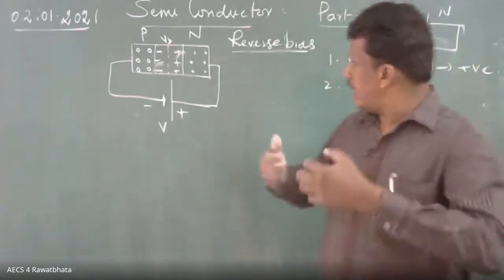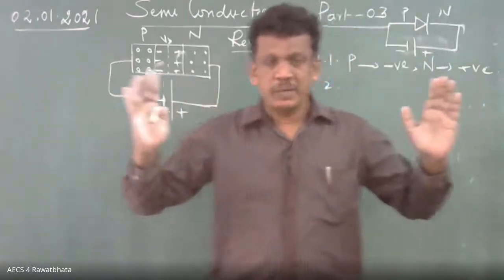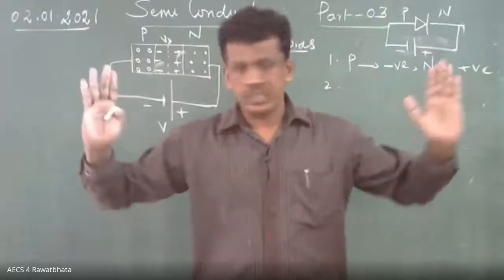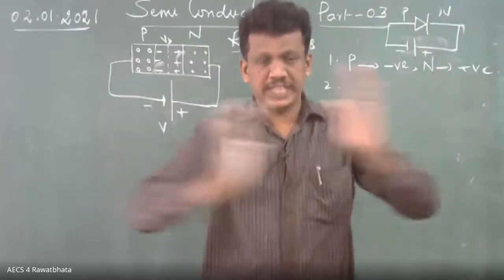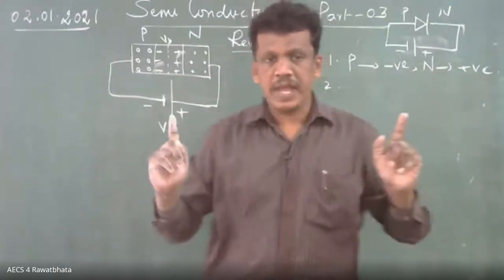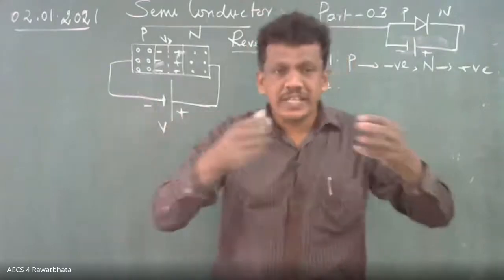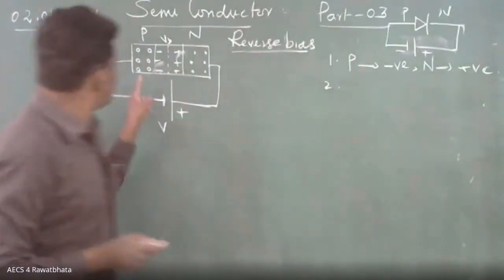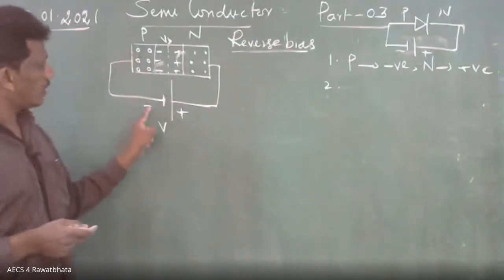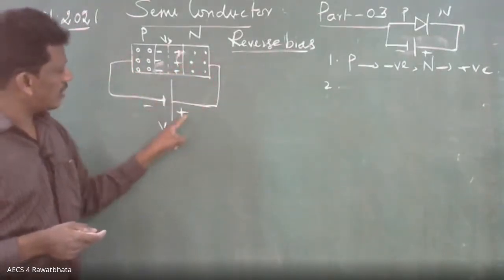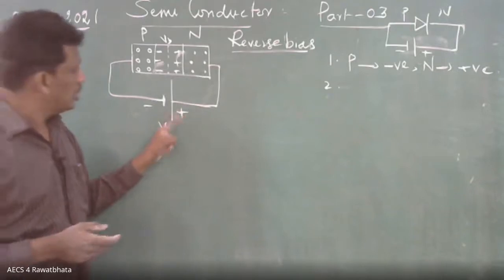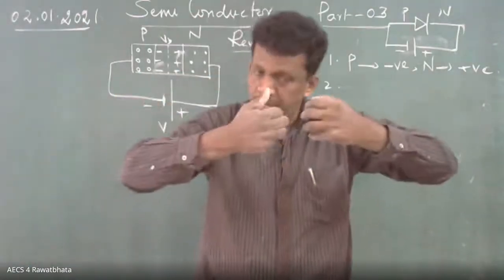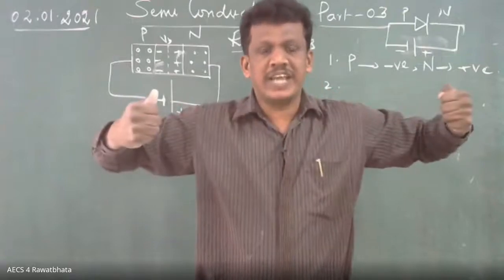Yes, because previously what happened? In the previous case, forward bias, repulsive force, so they were pushed towards the junction. But now what will happen? The majority charge carriers are attracted by the terminals of the battery. Holes are attracted by negative, electrons are attracted by the positive terminal of the battery. So automatically they move away from each other. They move away from the junction.